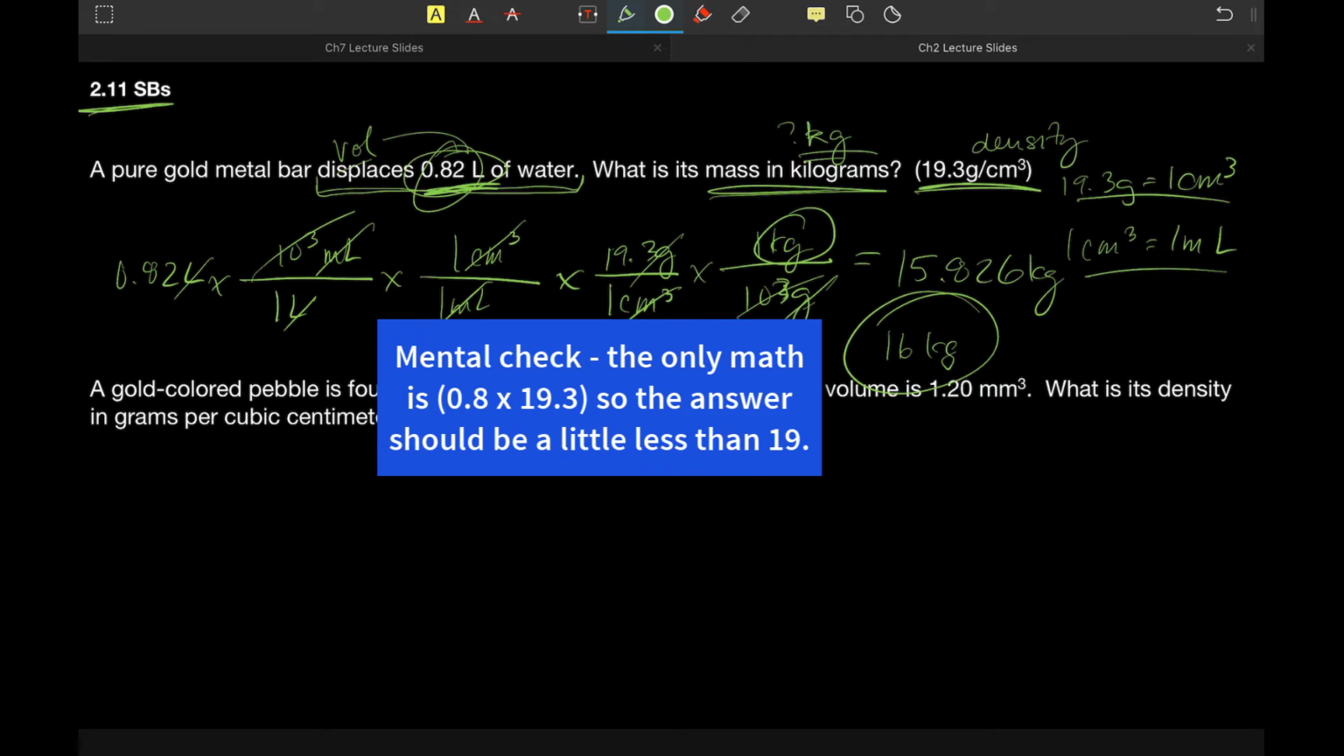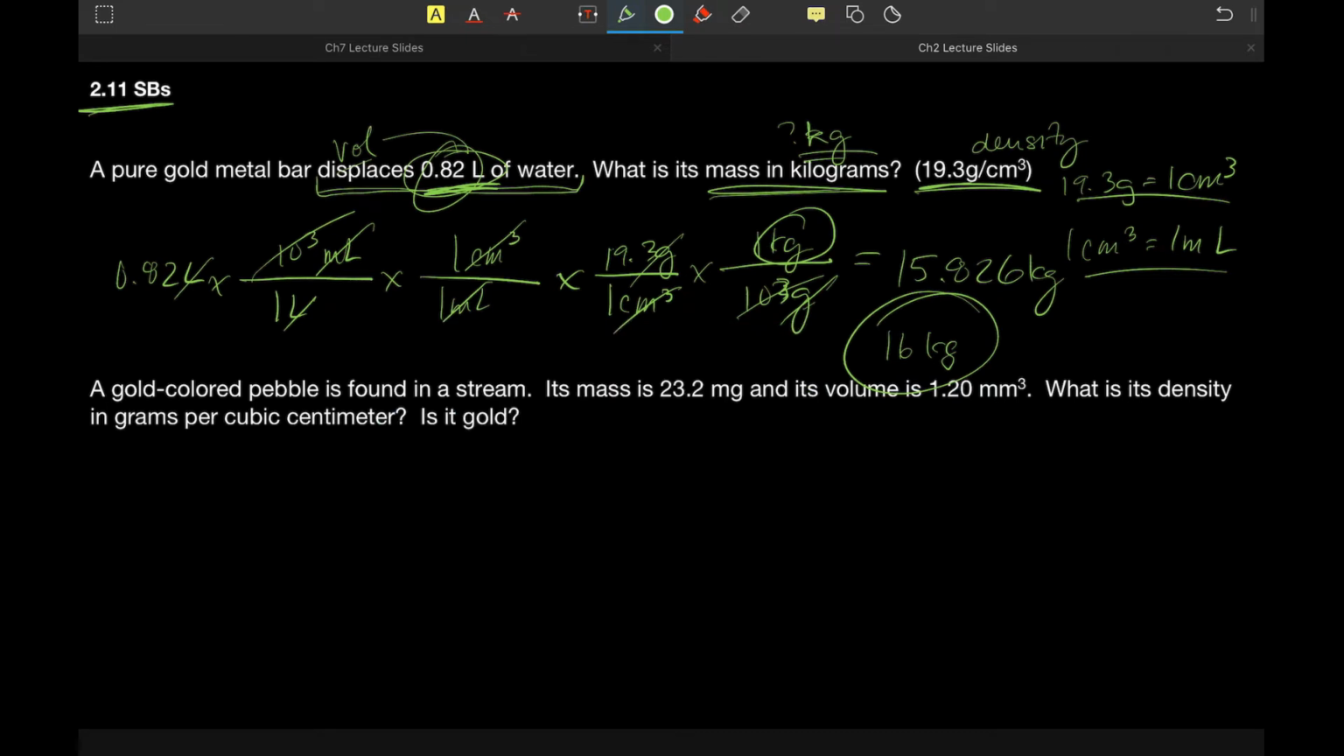So it says we have a gold-colored pebble found in a stream. Its mass is this, and its volume is this, and we would like to know its density in grams per cubic centimeter. So we would like to know grams per centimeter cubed. This is our goal. And we would like to know, is it gold? So is it gold is really a secondary question. First, we have to figure out its grams per centimeter cubed. There are multiple ways we can do this. You can take this mass and convert it to grams, take this millimeters cubed and convert that to centimeters and then put mass over volume, or you can put mass over volume first and then do your conversions, whatever makes most sense to you.